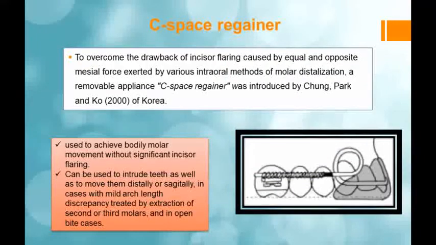Now the C space regainer, to overcome the drawback of incisor flaring that was caused by the equal and opposite mesial force exerted by the various intraoral methods of molar distalization. A removable appliance known as the C space regainer was introduced by Chung, Park and Co. in 2000, which is used to achieve bodily movement without any significant incisor flaring, and can be used to intrude the teeth as well as to move them distally or sagittally in cases with mild arch-length discrepancy treated by extraction of the second or third molar, and in open bite cases.